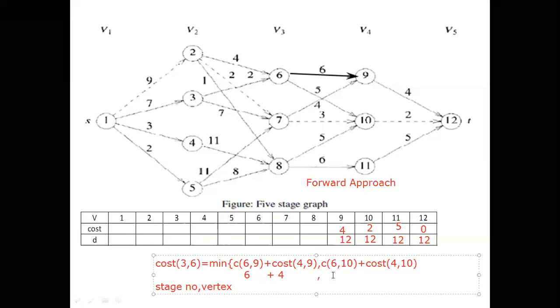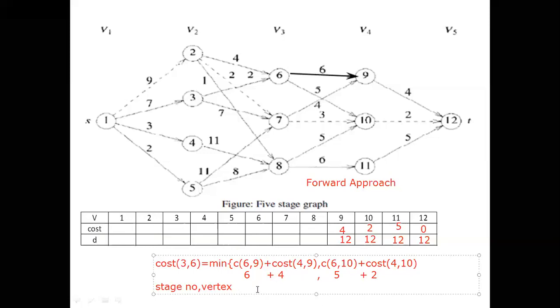Comma C of 6 comma 10. This particular edge is 5, plus cost of 4 comma 10. Cost means we have to see in the cost table 4 comma 10. What is the value for 10? It is 2.